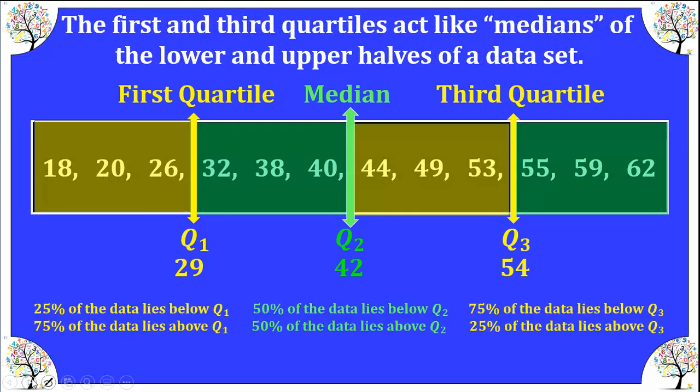And you can see that we have 25% of the data in each of these quartiles. So if you were asked what percent of the data values lies below 42, you would say 50%, because that would be this section and this section. Or if you were asked what percent of the data is above 29, that would be 25%, 25%, and 25%, so you'd have 75%.